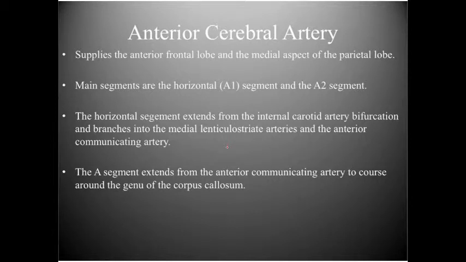So the anterior cerebral artery supplies the anterior frontal lobe and the medial aspect of the parietal lobe. Main segments are the horizontal, or the A1 segments, and the A2 segment. The horizontal segments extend from the internal carotid artery bifurcation and branch to the medial lenticulostriate arteries and the anterior communicating artery. The A2 segment extends from the anterior communicating artery to the course around the genu of the corpus callosum.